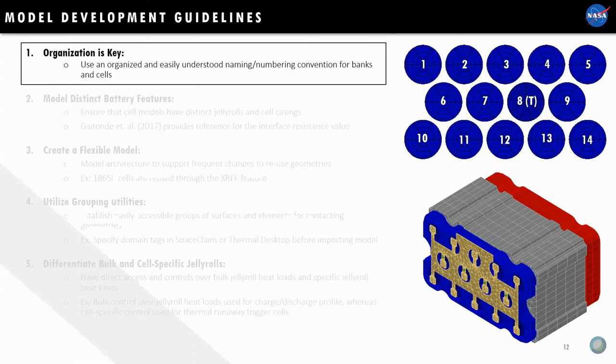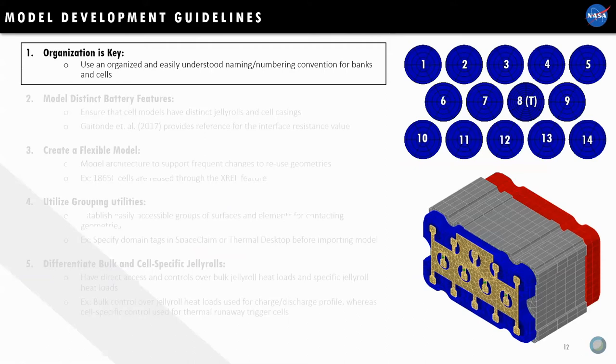You can easily go from a couple cells to a couple hundred cells. So if you don't have proper organization, you can easily get lost. This is why we like to emphasize using an organized and easily understood naming and numbering convention for both your banks and for your cells. For example, if you look over at the top right portion of this slide, you can see that we kept a consistent numbering convention for all of our cells that we imported with XRef and Thermal Desktop.